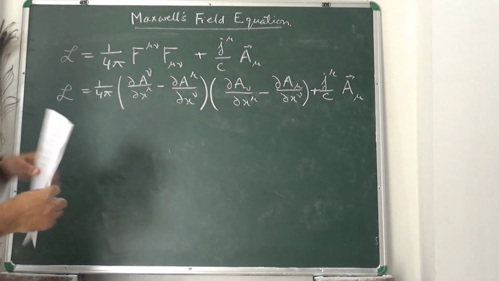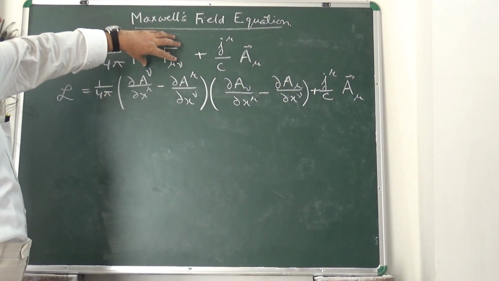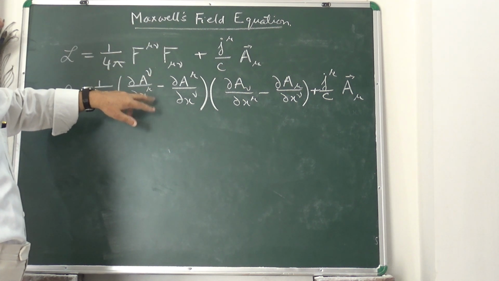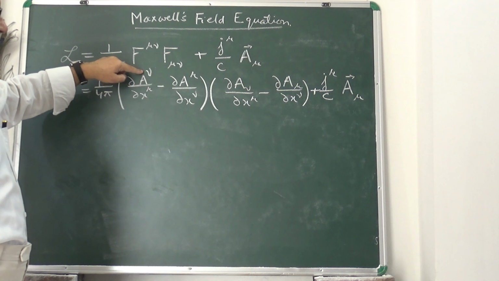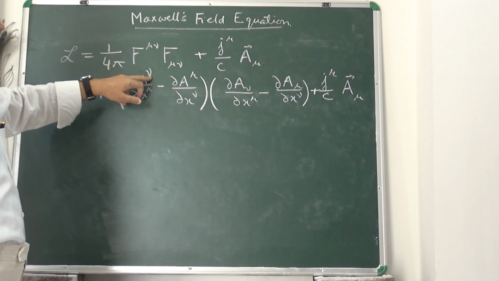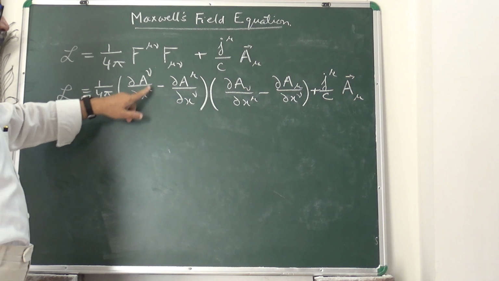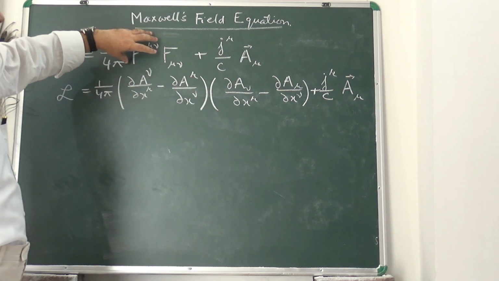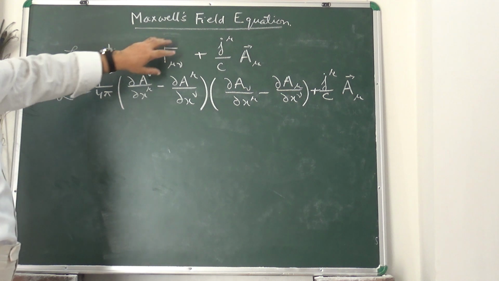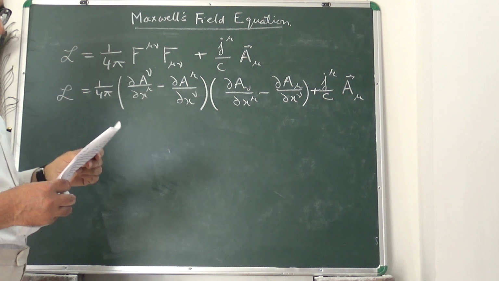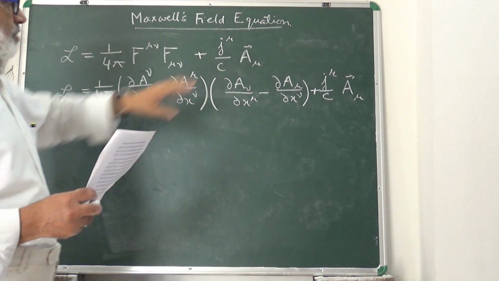The first part is the variation of the field with space and time. The A is the field, it constitutes both the vector and scalar field, with variation with respect to space and time. So this portion is the kinetic energy part, the variation of the field with space and time. And this is the potential energy part.